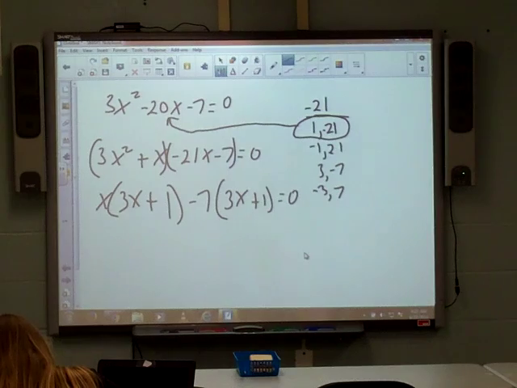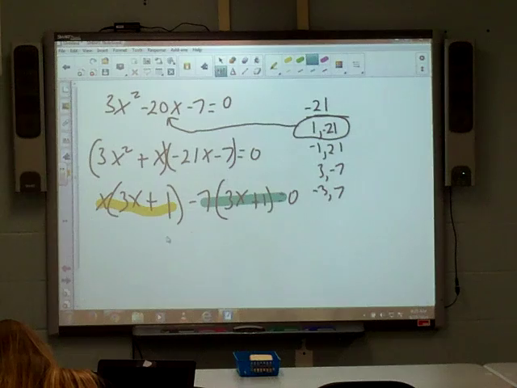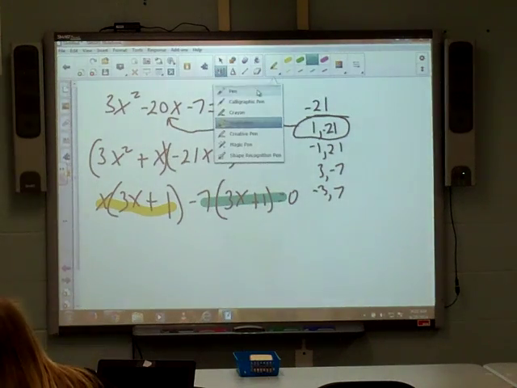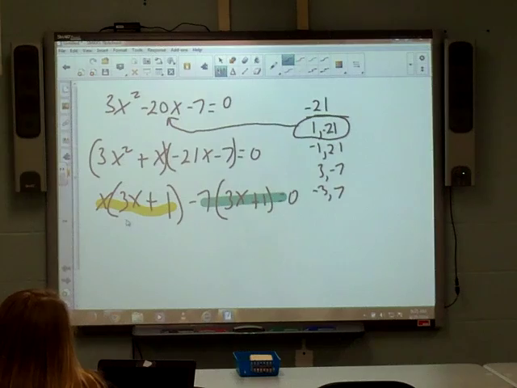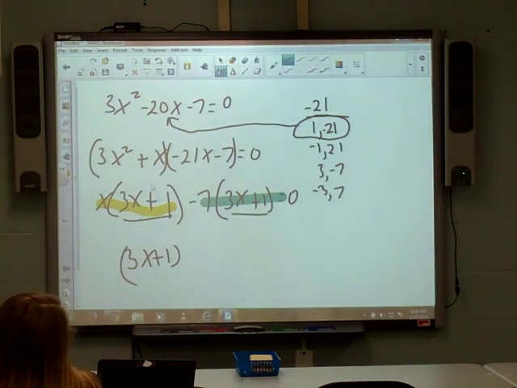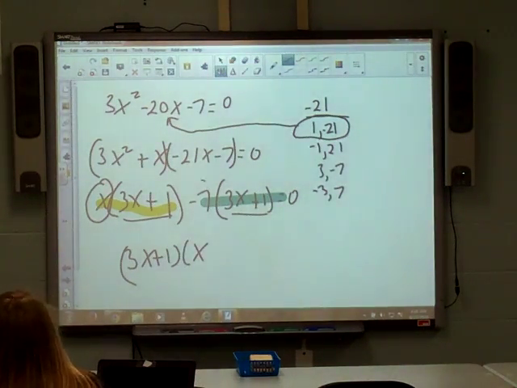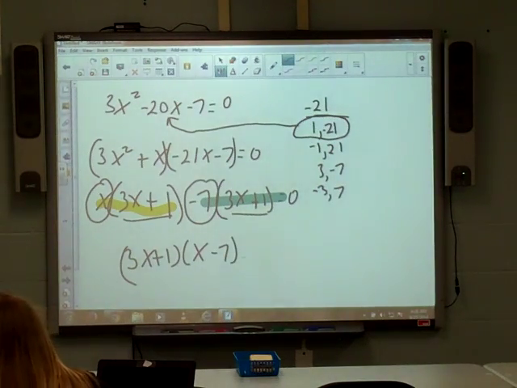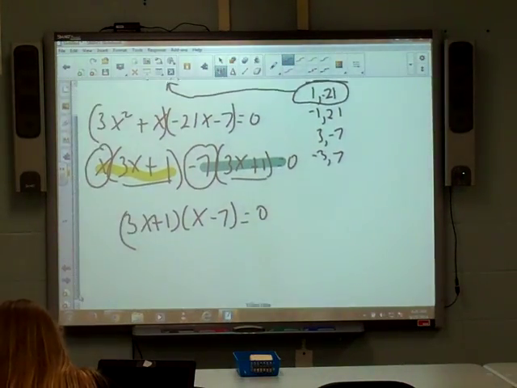Alright, now I've got a yellow side and a blue side. What do both of those sides now have in common, the two different colors? 3x plus 1. Good, so I take the 3x plus 1 out. On the yellow side, when I took 3x plus 1 out, the only thing left was x. On the blue side, the only thing left was negative 7. So there, you factored it.